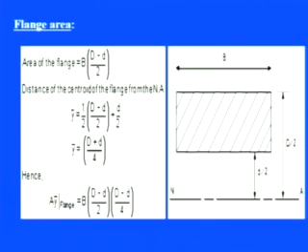Now we want to calculate the distance of the centroid, the y bar, that is, where the centroid occurs. In the previous case it was pretty simple, it was exactly at those things, but here we have a web and we have the flange.